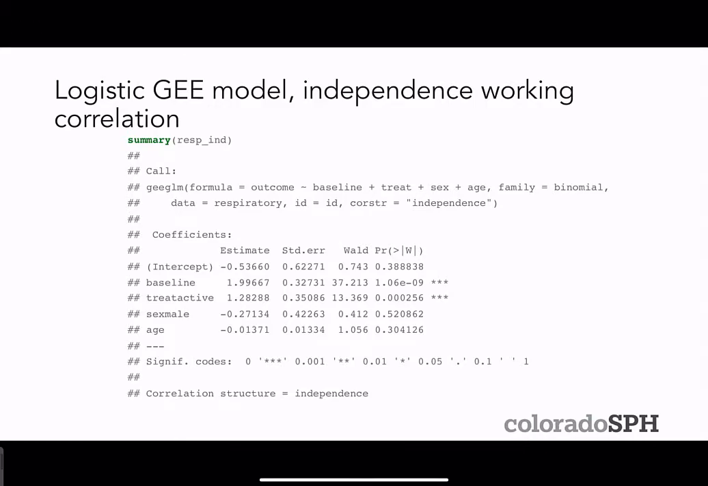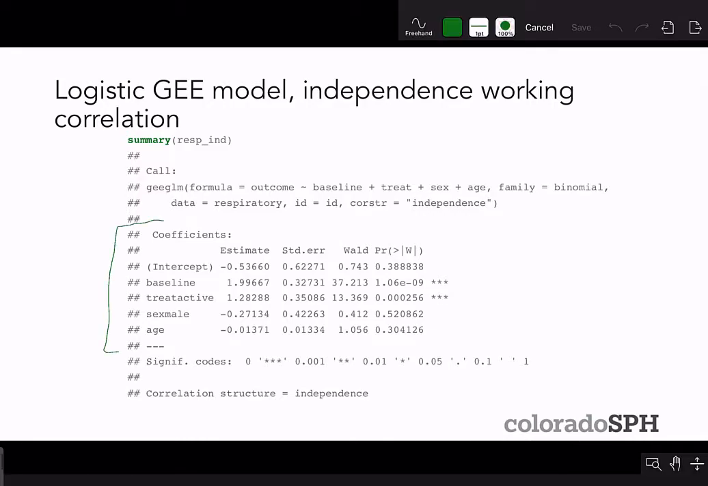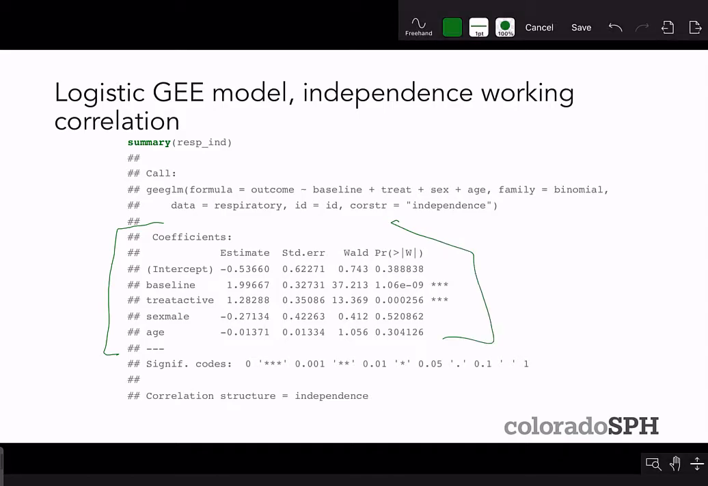So the summary will be quite similar to what we saw for continuous data, except now we have a different family, which is binomial. And you produce a table of estimates here. In this case, the status at baseline is a significant predictor. The treatment does end up being significant, but sex and age are not.